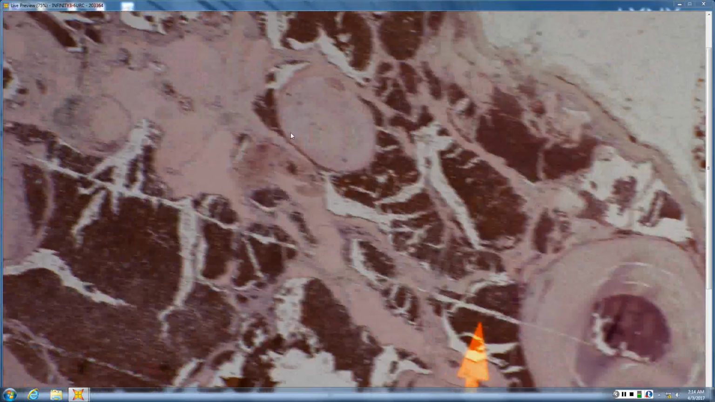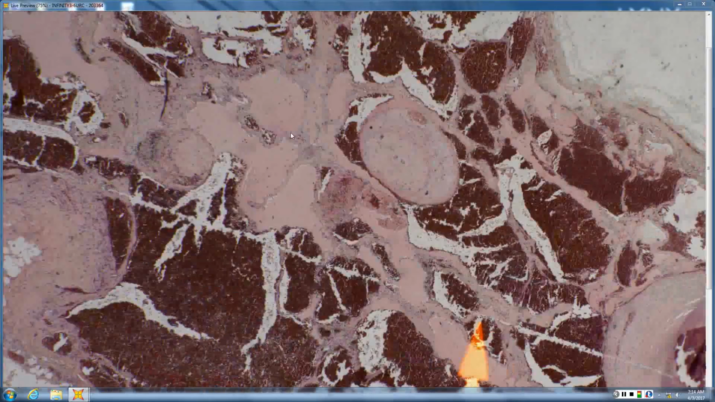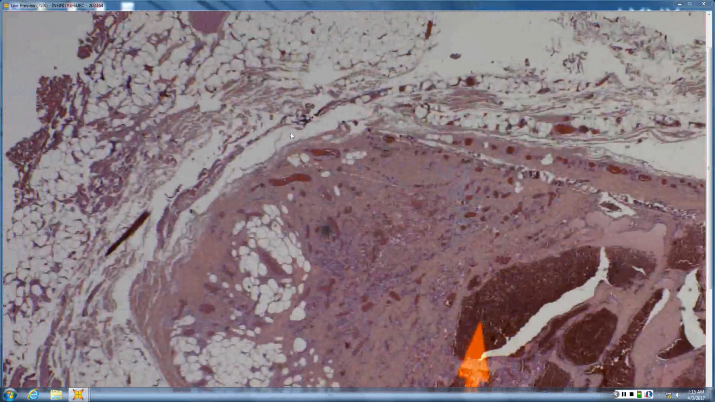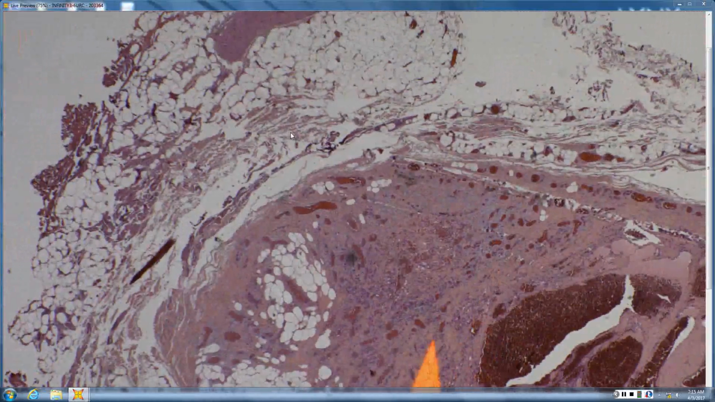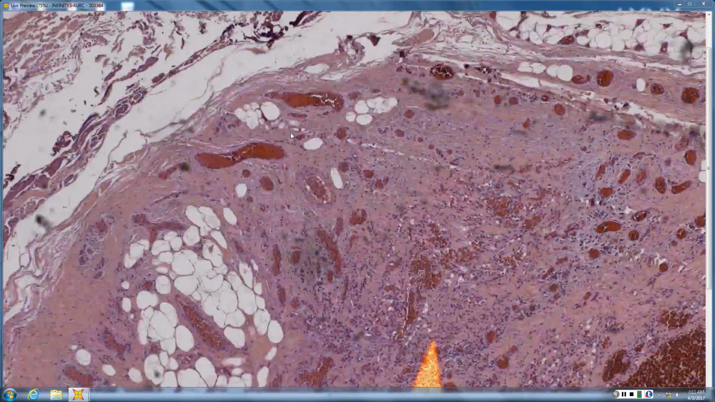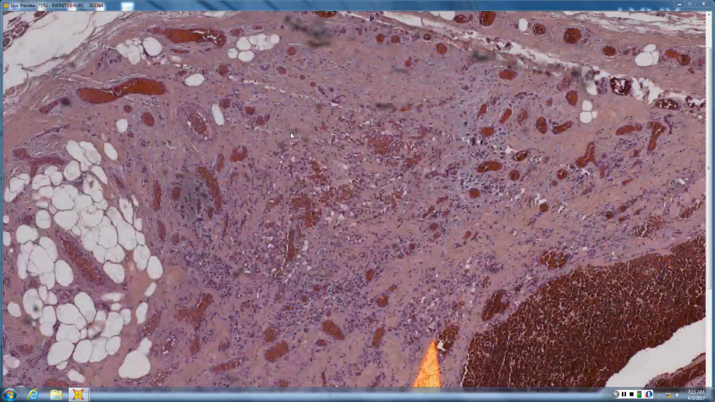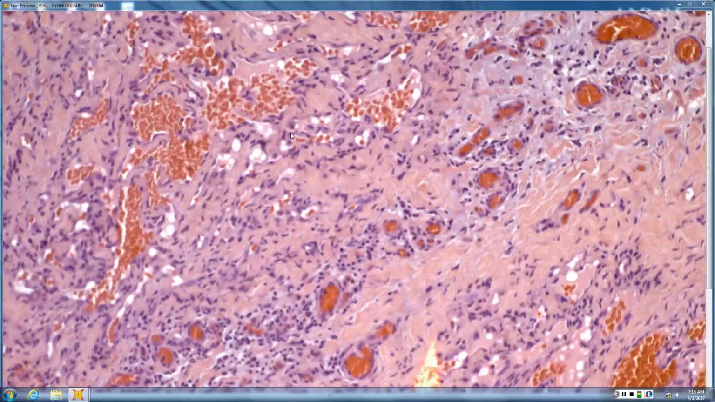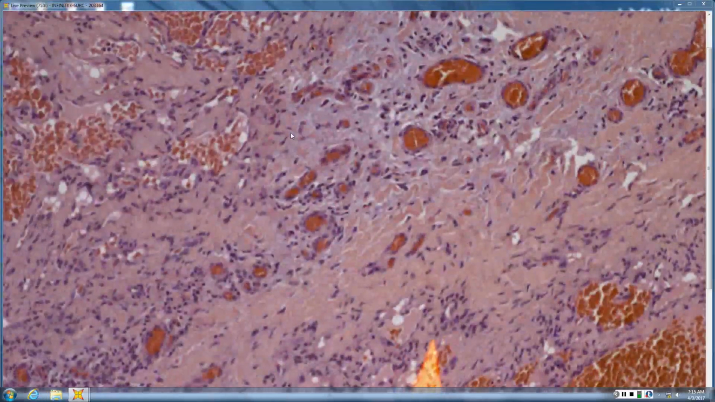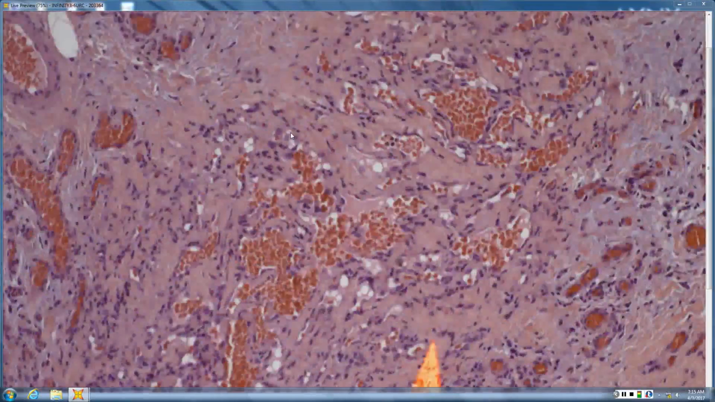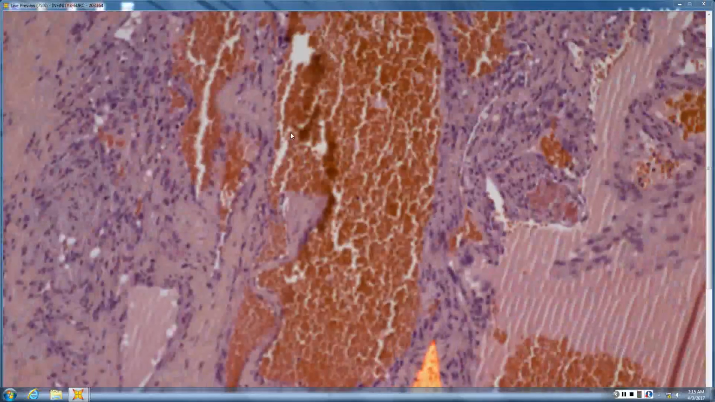Somewhere in here there's supposed to be a spindly cell component, and over here is where you could see some spindle cells, and that's really what makes it the spindle cell type of hemangioendothelioma. But it's really that hemorrhagic appearance with the occasional phleboliths, and then sometimes a small area of spindle cell proliferation.